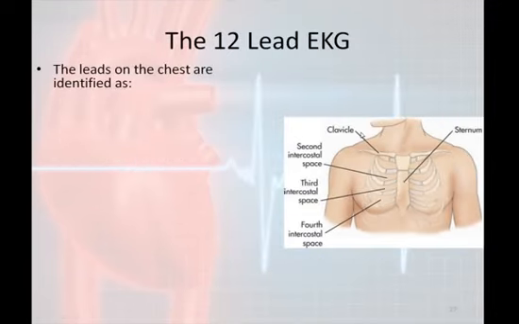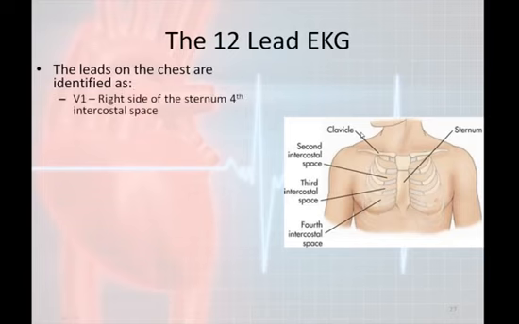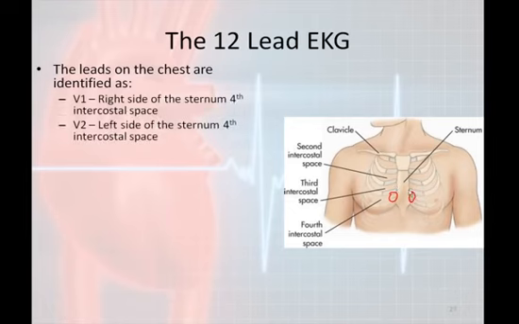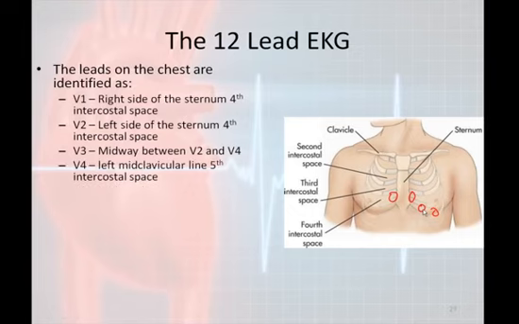So to summarize all of the precordial lead placement, V1 is placed on the right side of the sternum, fourth intercostal space, right here. V2 is placed fourth intercostal space, left side of the sternum. Please remember, this needs to be placed as close to the sternum as possible. V3 is placed midway between V4 and V2, so V3 is going to be placed over here. V4 is placed in the left midclavicular line, fifth intercostal space.